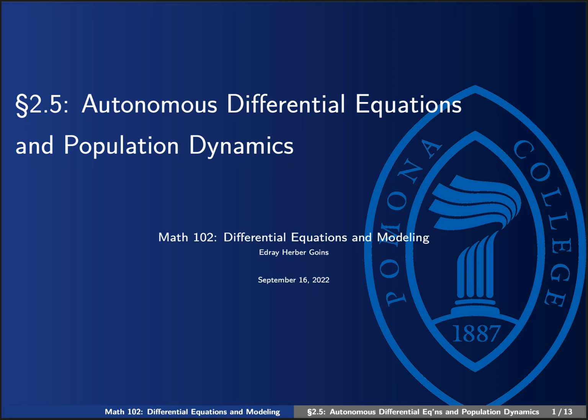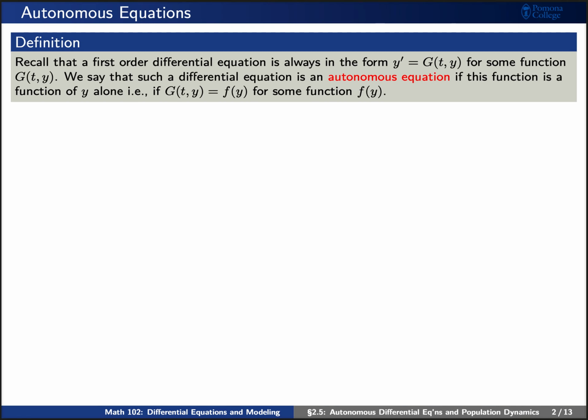Today, we're going to discuss autonomous differential equations in population dynamics. Let's review some concepts. Recall that a first-order differential equation is in the form y prime equals g of t, y for some function g. We'll say that such a differential equation is an autonomous equation if this function g is a function of y alone. That is, we'll write g of t, y equals f of y for some function f.